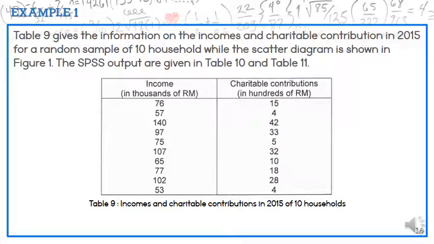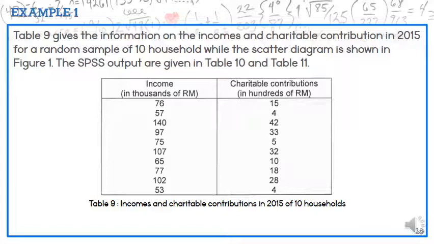So let's look at an example. So table 9 gives the information on the income and charitable contribution in 2015 for a random sample of 10 households, while the scatter diagram is shown in figure 1 and the SPSS output are given in table 10 and 11. So before we look at the question, okay, kita tengok dulu table yang dibagi. From the table, we have two variables, income and charitable contributions.